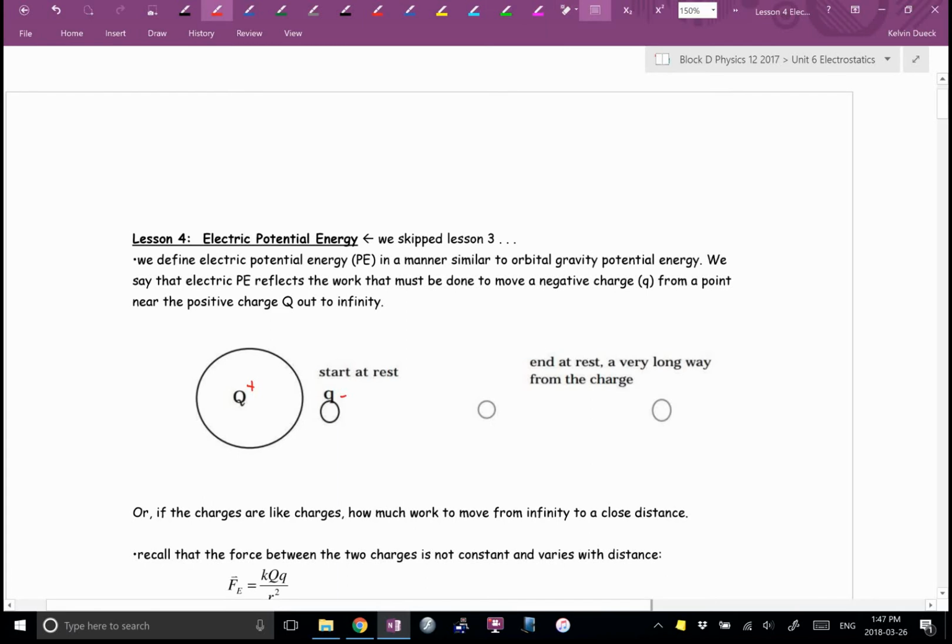Okay? However, if these are like charges, which way does it want to move? If I was calculating how much work now, I would be saying how much energy if I started at infinity and wanted to move it closer and closer and closer. Because the closer I got towards that big positive, the harder I would have to push, the bigger the force. So part of the problem is we're going to have some way to deal with the fact that stuff can fall up and stuff can fall down.